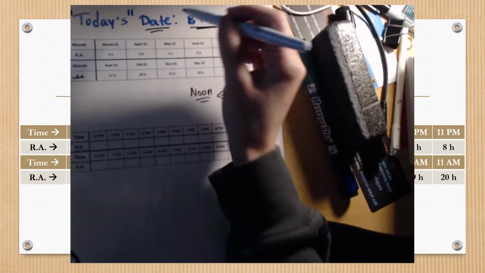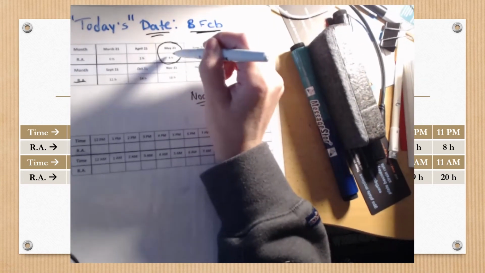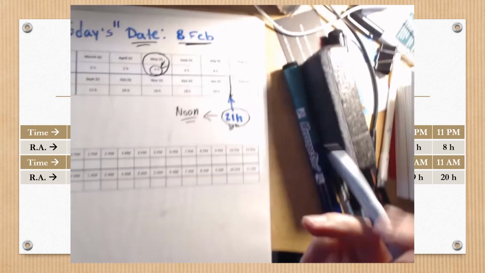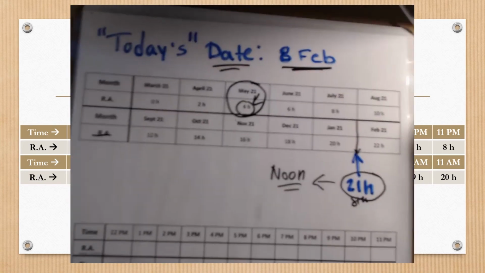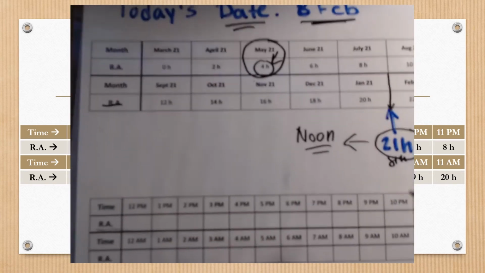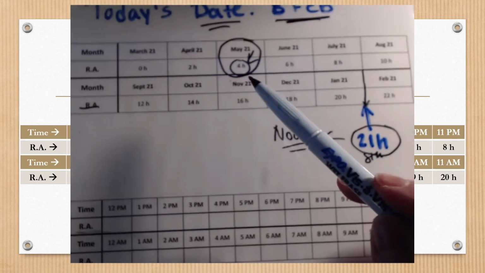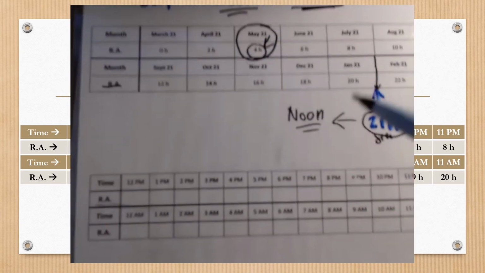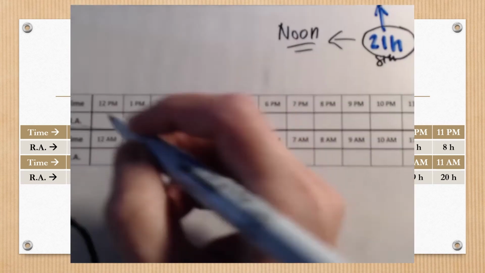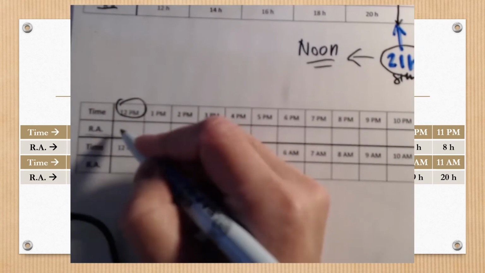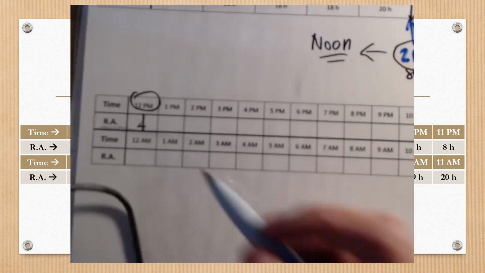Now we're back at our stage. So now we're going to say our date is actually May 21st. Well, May 21st is going to be 4 hours. That means instead of starting at the 21 hour mark like we did last time, we are now going to start at the 4 hour mark, which means if we come down here, instead of 21 hours being our 12 p.m., 4 hours is our 12 p.m. and we will go from there.